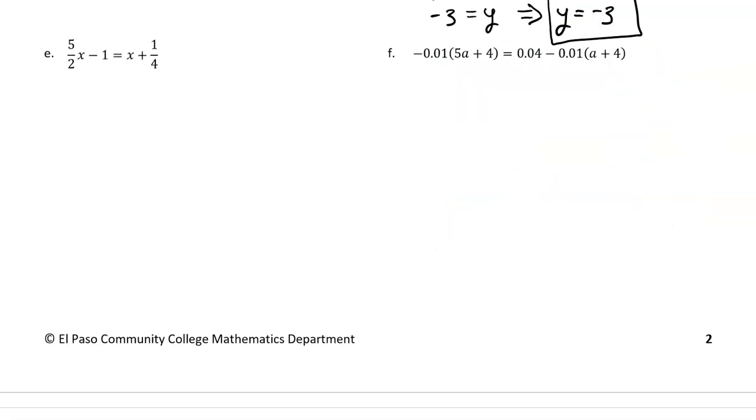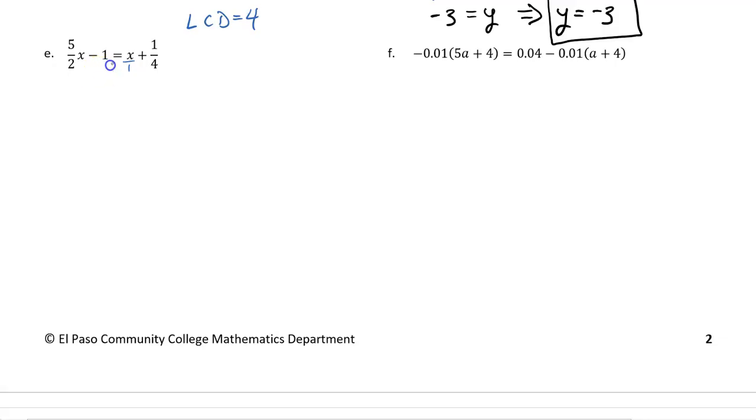In part E, we have 5 halves x minus 1 is equal to x plus 1/4. Okay, so I have two fractions, and in this case, my two fractions have different denominators. That minus 1, well, it's like over 1. The x is over 1 there. So my denominators are 2, 1, and 4. And between those numbers, my least common denominator is going to be 4. I can get all of these denominators to be a 4.